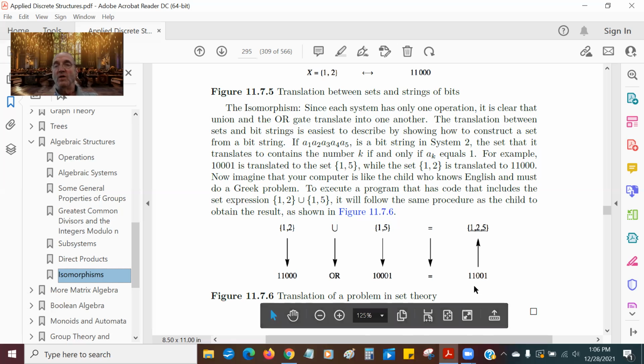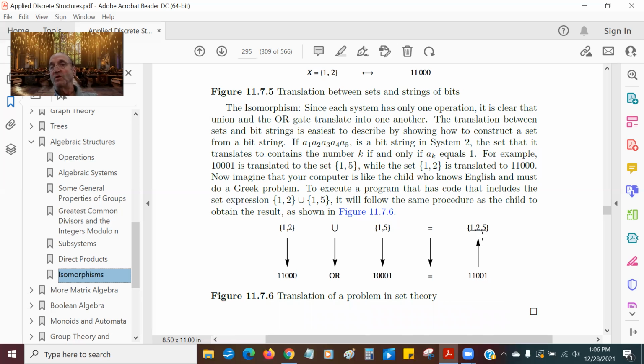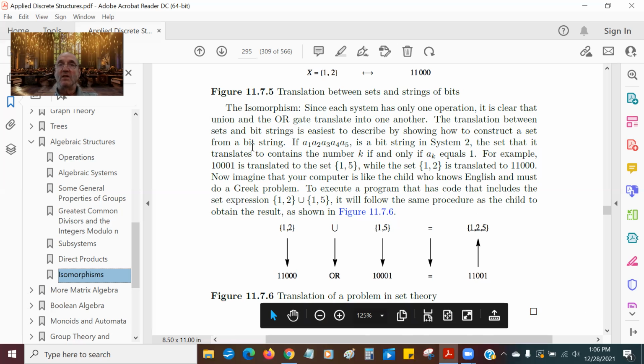But notice that 1, 1, 0, 0, 1 corresponds to {1, 2, 5}. Because I have a 1, I have a 2, I don't have a 3 or a 4, but I have a 5. And that, my friend, is the story. That is the isomorphism.